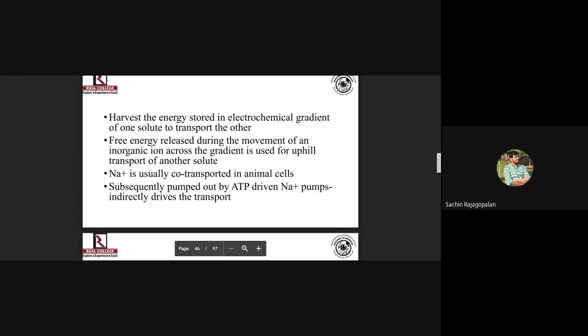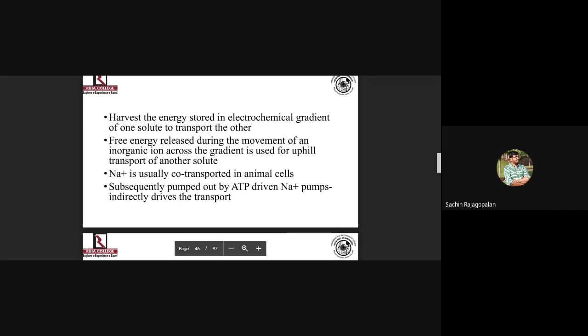Mostly you will see that such transporters are very common in bacterial cells, but also in mammalian cells, you will find a few transports taking place in this manner. Okay. Now, sodium is usually co-transported in animal cells. There is a reason behind this. Please understand that. Sodium concentration inside the cell is always kept at bare minimum.